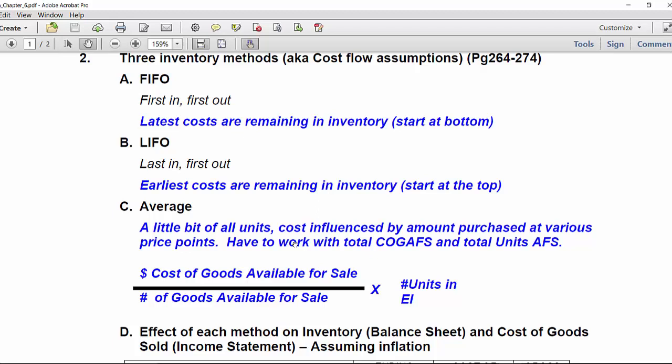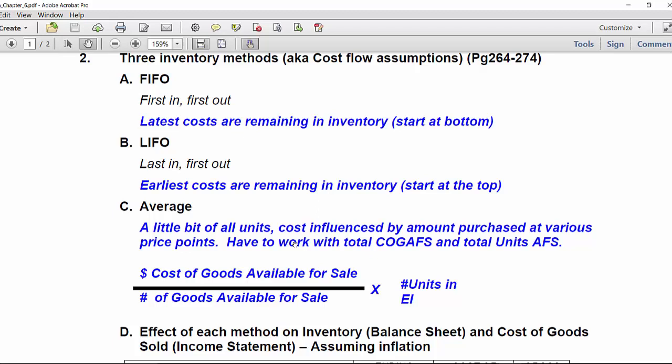If we have an assumption where the first things in are out and gone and what's left, we'll have ending inventory that's relatively high priced. And the items that have left and gone to cost of goods sold as we've recorded our sales under our perpetual inventory system will be in cost of goods sold at the lower cost of the earlier items.